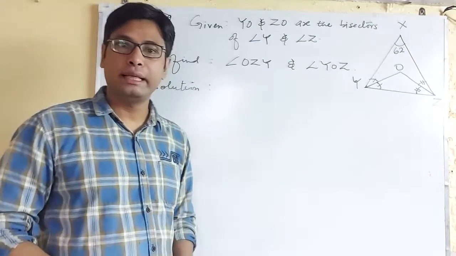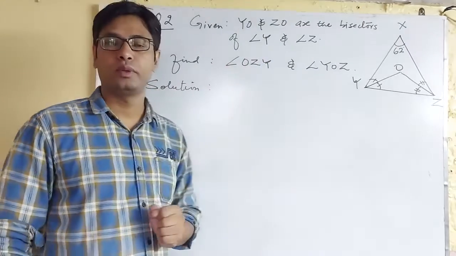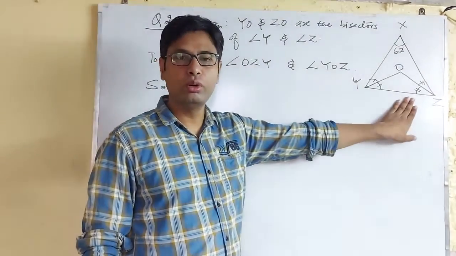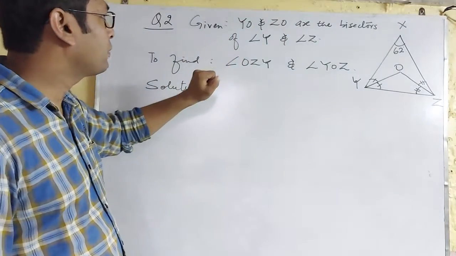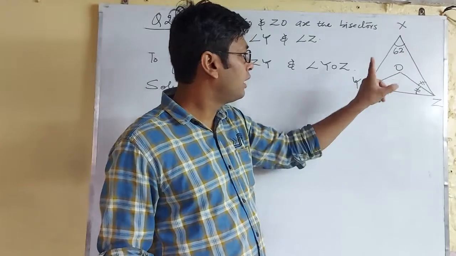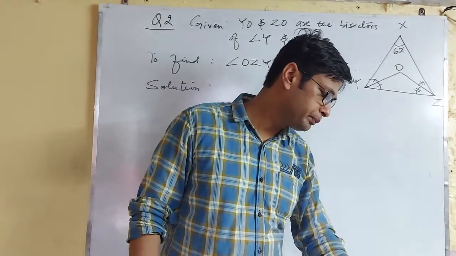Students, we will start exercise 6.3 with question number 2. Now all of you draw the figure of question number 2 and read the question. Angle X is given as 62 and angle Y is given as 54 degrees.